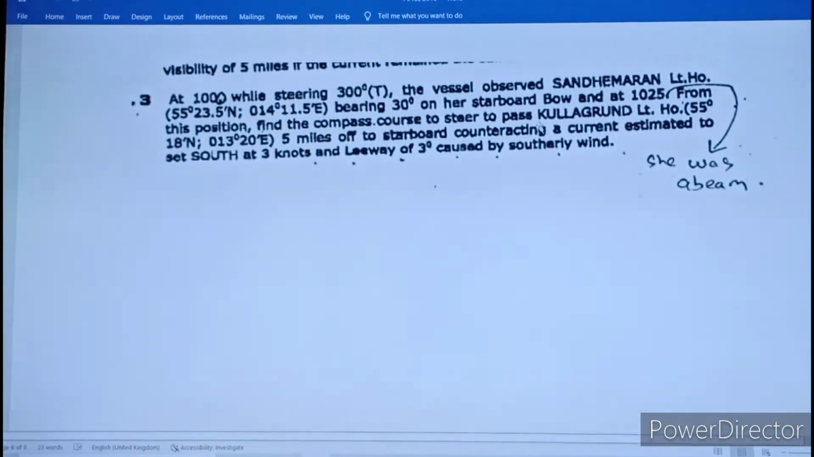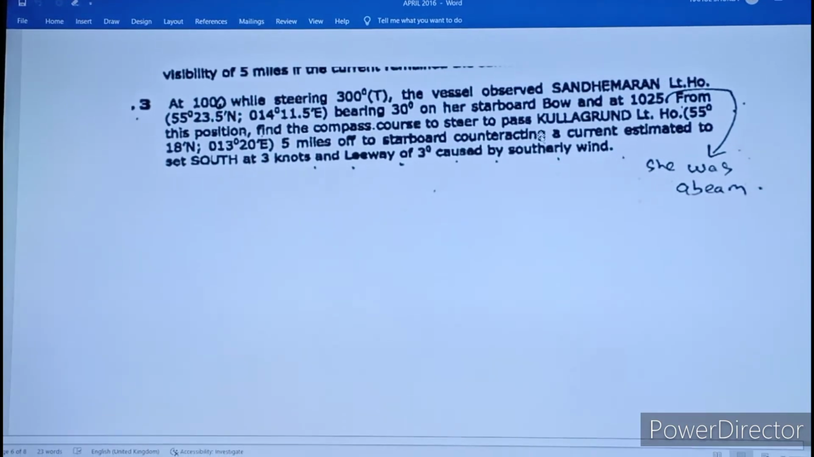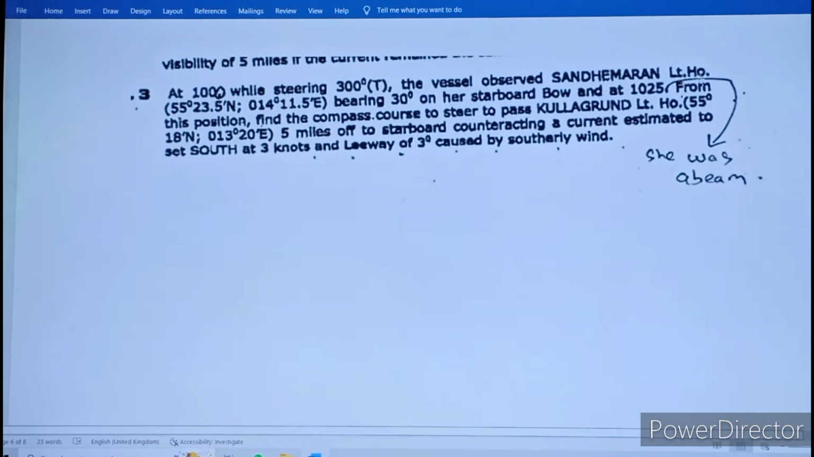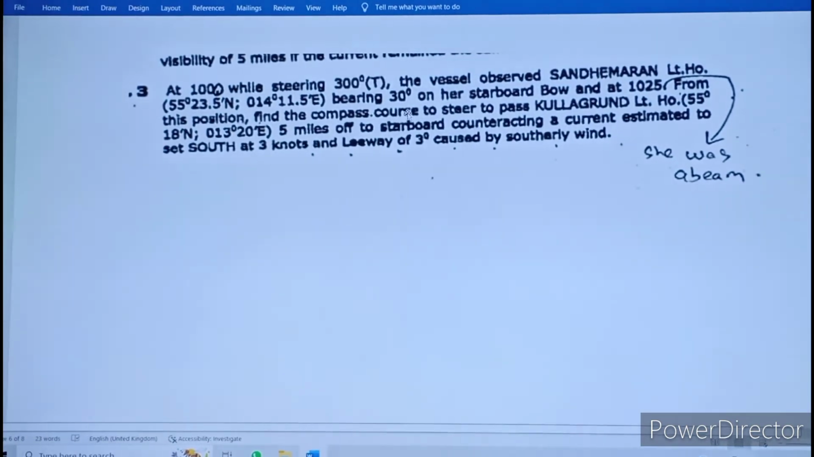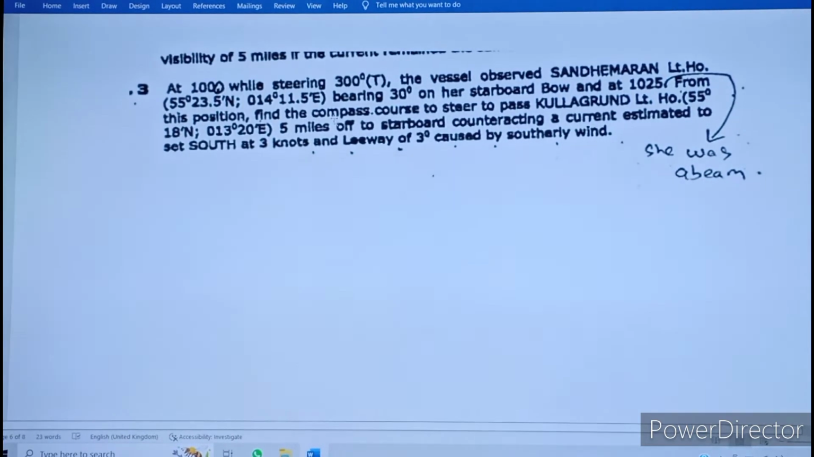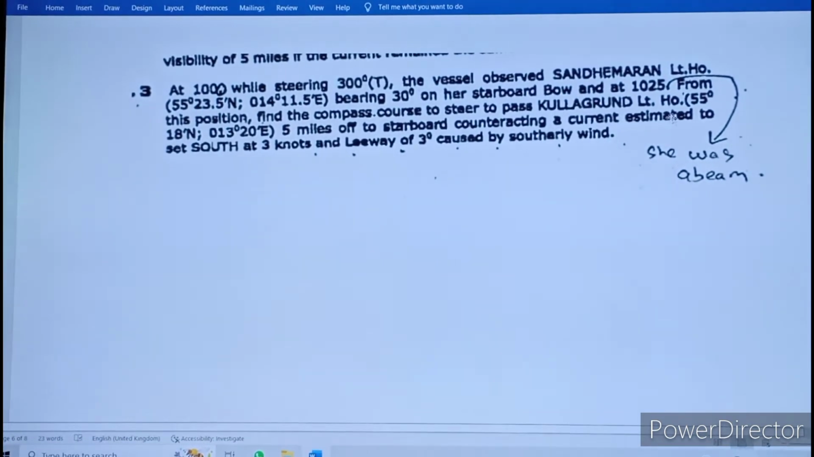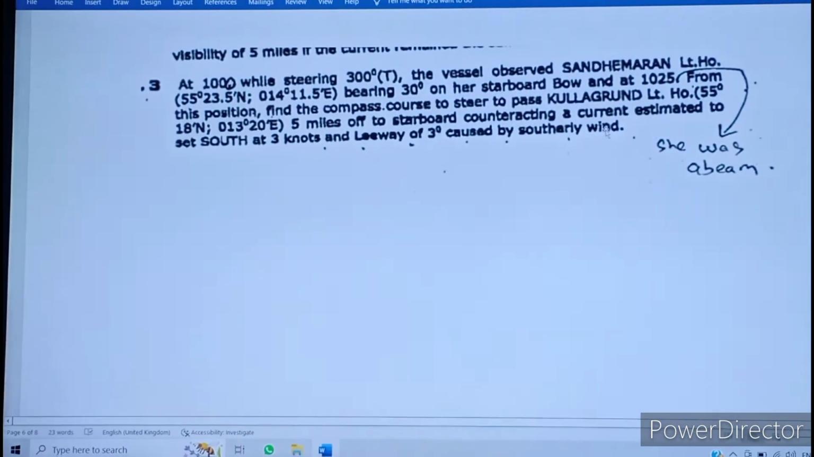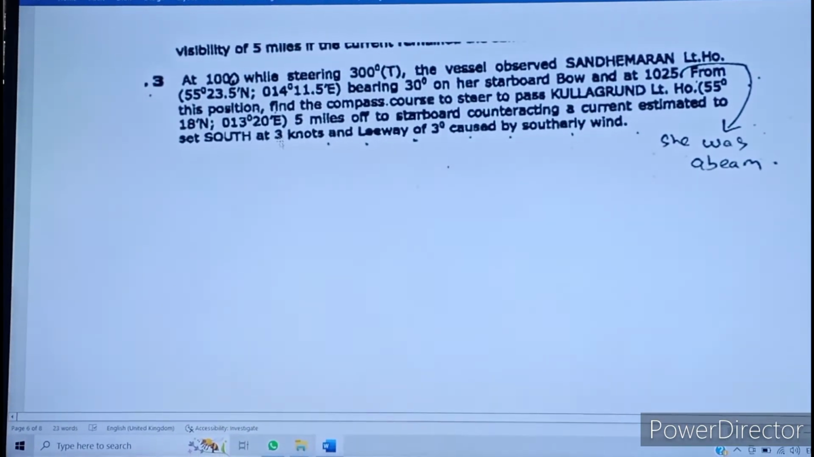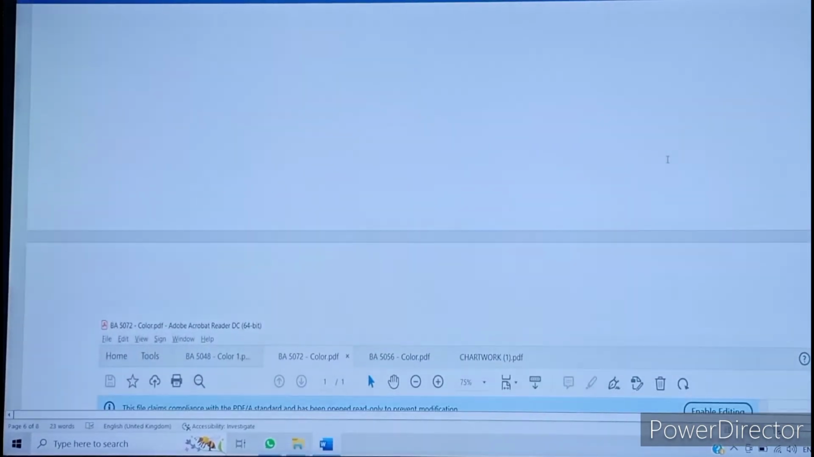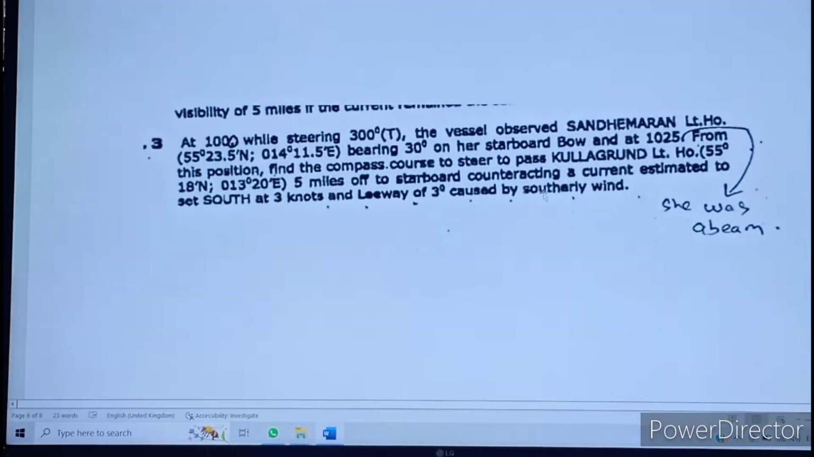Let's move on to the third question. At 1000 hours, while sailing 300 (2), the vessel observed Sandman light bearing 30 degrees on the starboard bow, and at 1025 from this position. Find the compass course to steer to pass the light 5 miles off to starboard, contracting a current estimated to set south at 3 knots, and leeway is 3 degrees caused by a southerly wind. The sea was a beam. Okay, this is a repeated question.